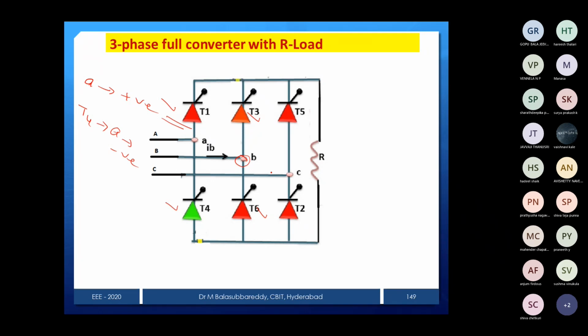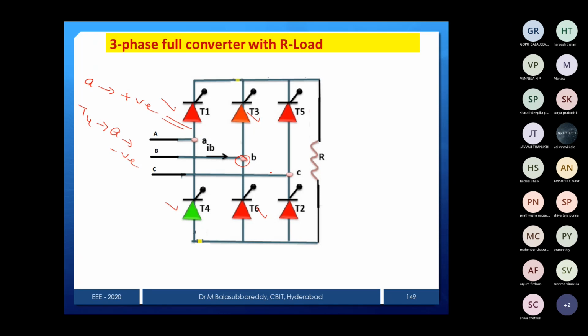But now, the lower group devices are also thyristors. That's why, when the thyristor has a more negative voltage, whether A phase, B phase or C phase, any phase, that is only forward bias but not conducting. It will conduct only when you pass the gate signal for the lower group devices also. Then it will start conducting.